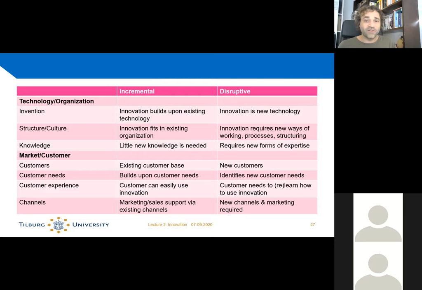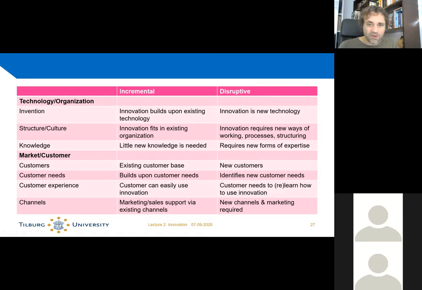And usually when something is very disruptive, it disrupts everything. But you can think about innovations being more incremental or disruptive in all these aspects. For example, an innovation can require an organization to completely redo the way they do business, to completely redesign your organization. It can require new forms of expertise, which basically means you would have to hire a bunch of people and fire a bunch of other people. If you look at the market, it can be disruptive because you suddenly get new customers.